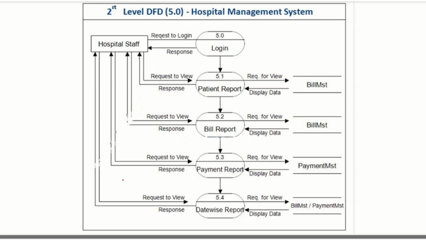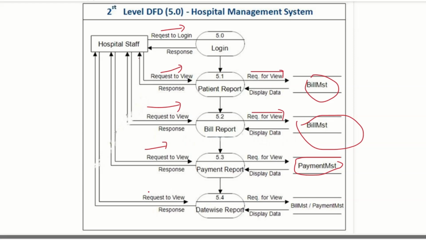see, here again they log in first, and then they request to view the patient's report for the bill. So it goes to the bill MST, and then they request the bill report. It will go to the bill MST, and they request to view the payment report. It will again go into the payment MST, and it will display the data to the hospital staff. This means the patient report, how much bill has been generated, the bill report, the payment report, how much payment they did, and all the things.